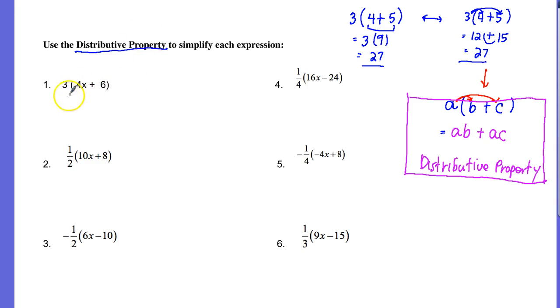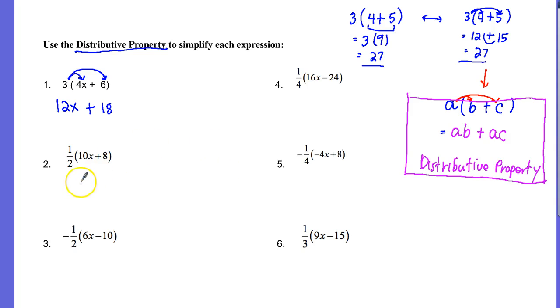The first one. So basically you have 3 groups of the whole thing. You have 3 groups of 4x plus 6. So applying the distributive property, you have 3 groups of 4x. So that means you have 12x. And then you have 3 groups of positive 6, which means you have 18. So this is the simplified form of this expression.